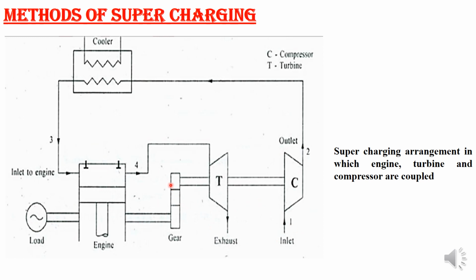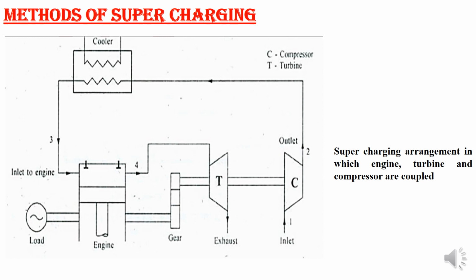So in the first case, what do we have? The first case is only engine driven, the second case is only exhaust driven. Now we will have engine driven plus exhaust driven both, because at higher speed exhaust energy is sufficient to run the compressor, but at part load we need some engine power also to run the compressor. So both energies we can use. Okay, this is about the third method.